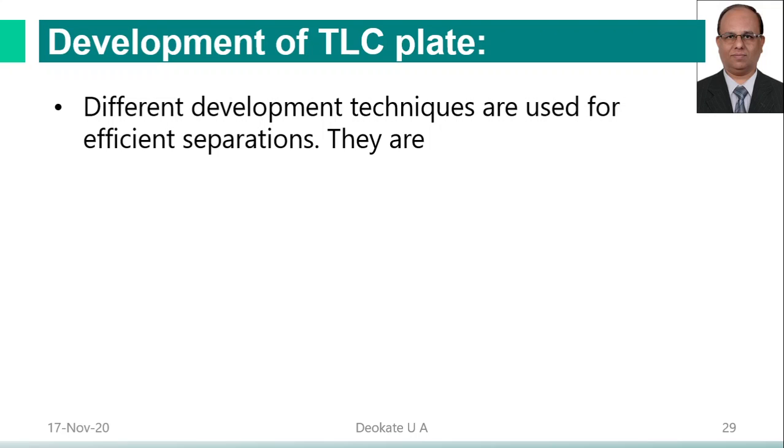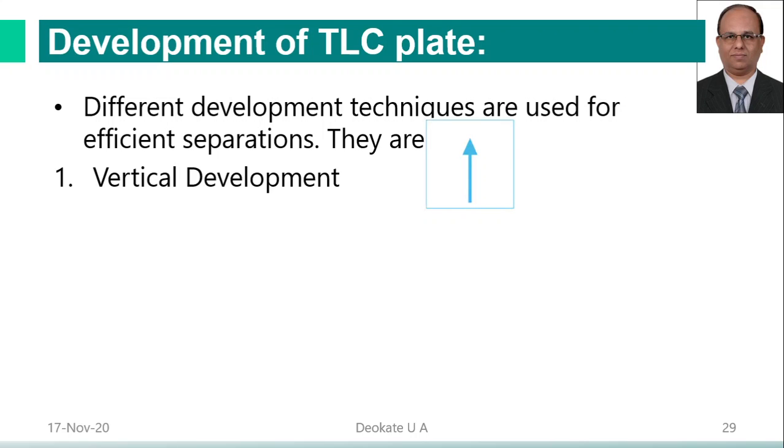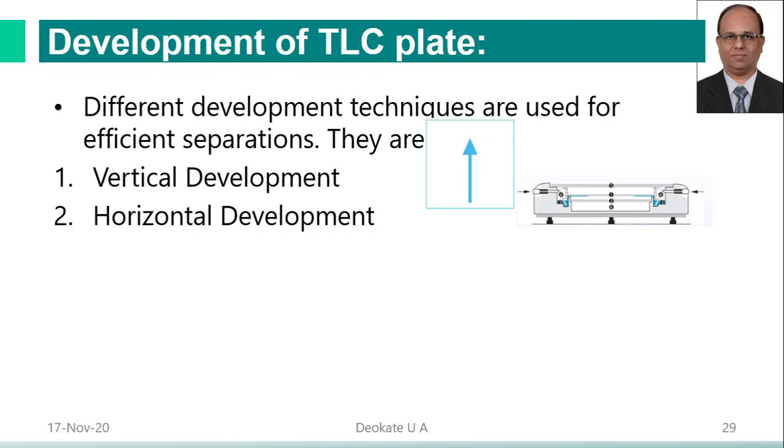Development of the TLC plates. Different development techniques are used for efficient separation. They are vertical development, like your ascending paper chromatography. This is the ascending chromatographic technique where, against the gravitational force, the liquid moves up the plate. Horizontal development, like your circular paper chromatography: the plates are kept horizontally and the edges of the plates are dipped into the mobile phase, which is kept on the side wall, and spots are given exactly in the center of the plate and they are allowed to travel on the plate.